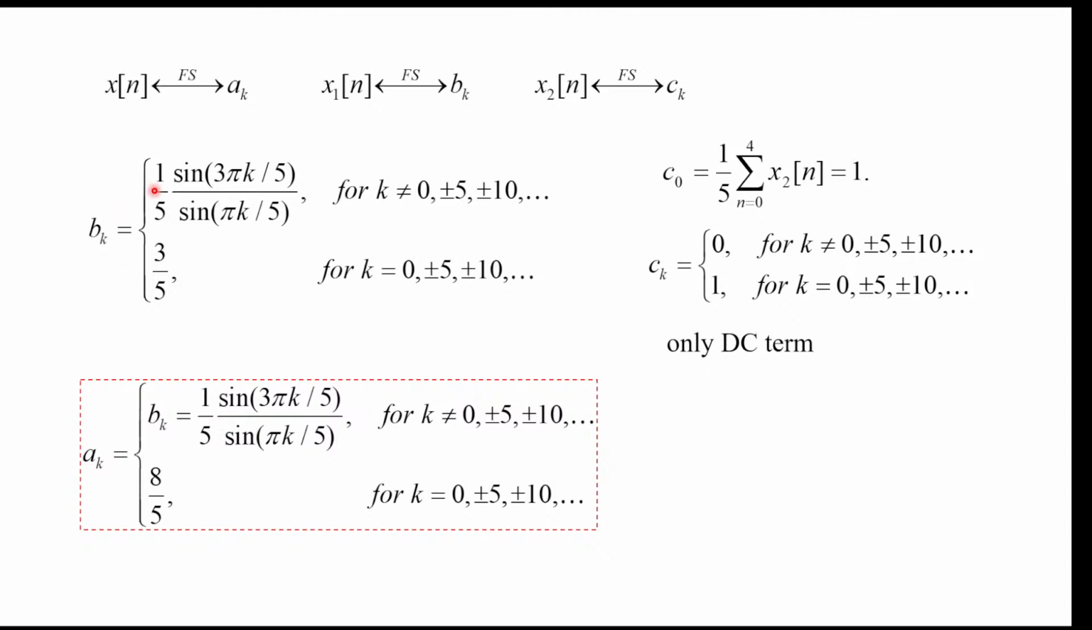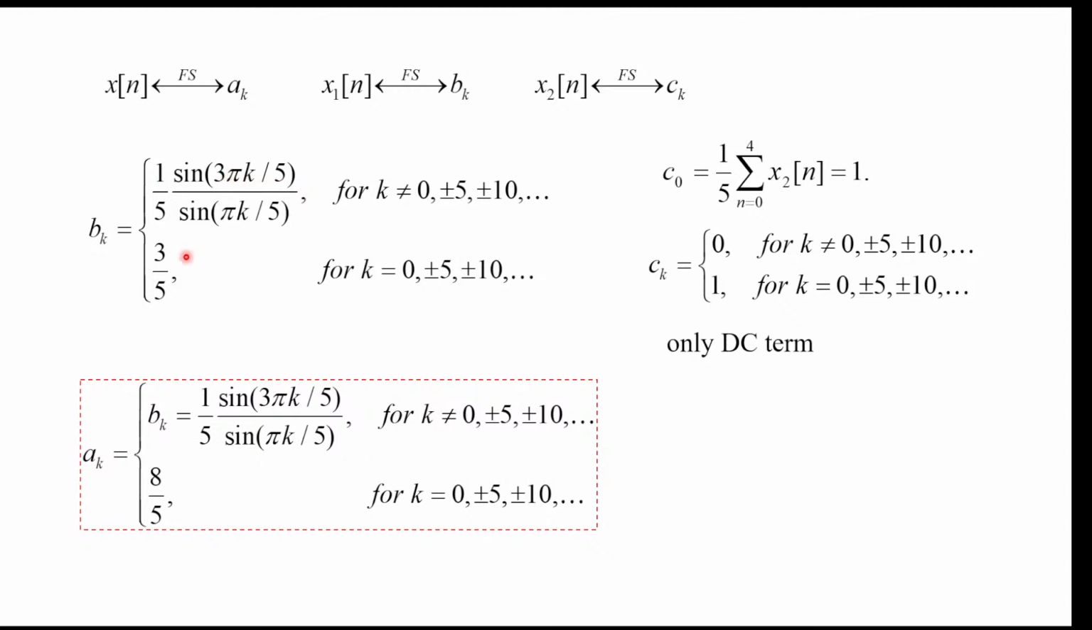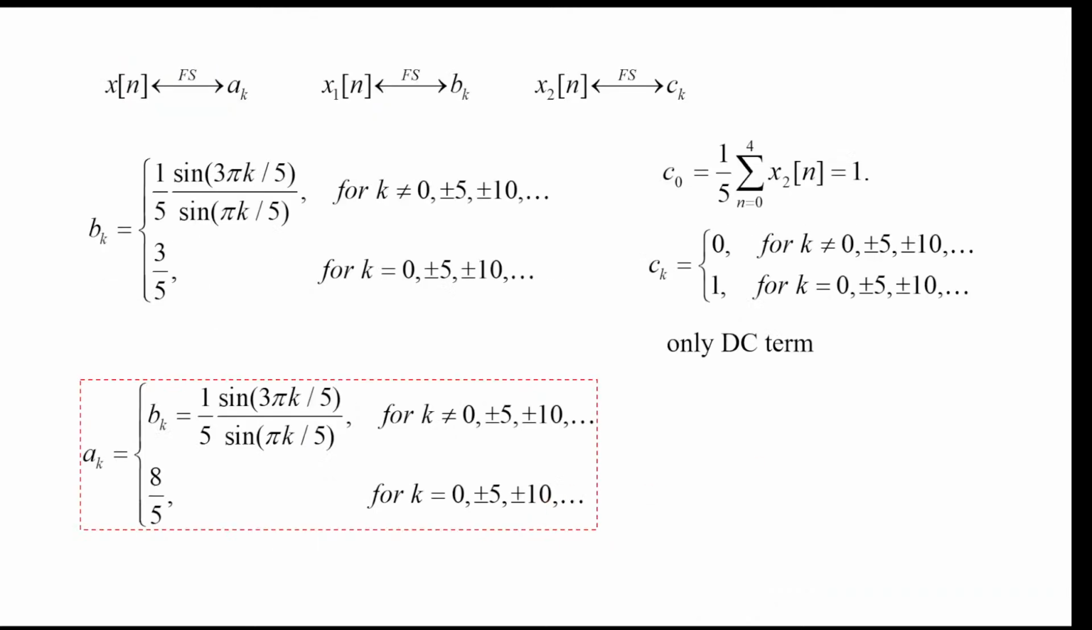So bk is 1 over 5 from this 1 over N, times sine 3 pi k over 5 over sine pi k over 5, because you have 3 non-zero values and the period is 5. That's for k not equal to 0, and for k equal to 0 it is 3 over 5, as we say, the average of this thing. And for x2, it's a constant function, so you only have the DC component, that is c0 equal to 1, and ck equal to 0 for all other components, so for all k not equal to a multiple of 5.